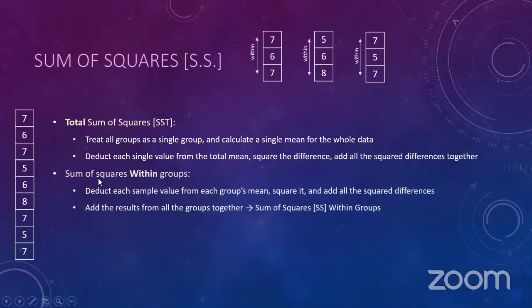What about the sum of squares within the groups? So we have each group, and there will be variation between the data in each group. So 6, 7, 6, and 7, 5, 6, and 8, 7, 5, and 7.